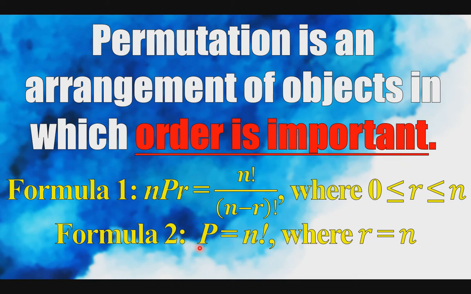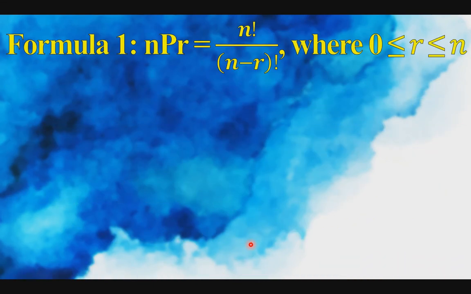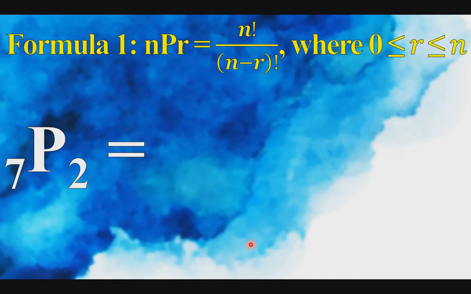Ang formula natin is P is equal to N factorial, or permutation of objects is equal to N factorial. So to better understand it, let's have this one. Using formula 1, let's solve this: permutation of 7 objects taken 2 at a time. Again, ang basa po natin dito is permutation of 7 objects taken 2 at a time is equal to, palitan natin yung N ng 7 and yung R naman is 2.